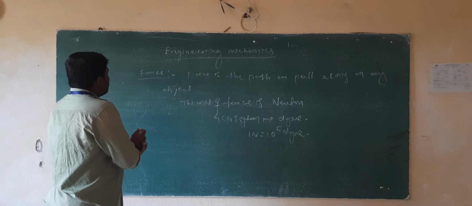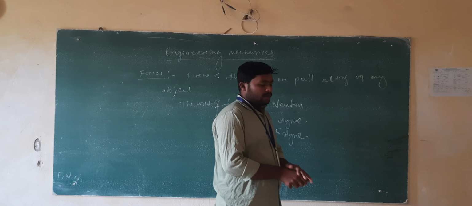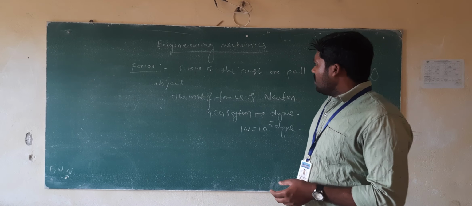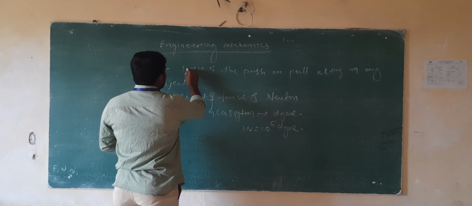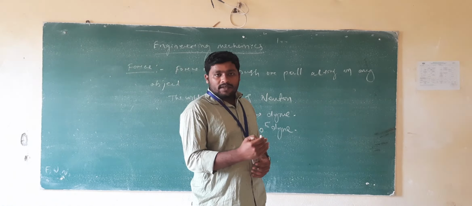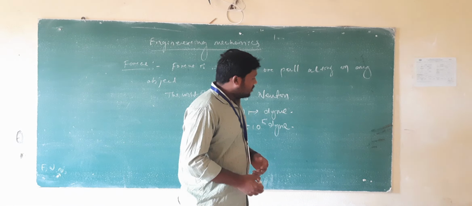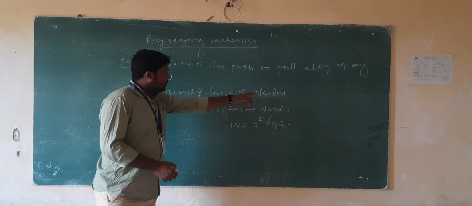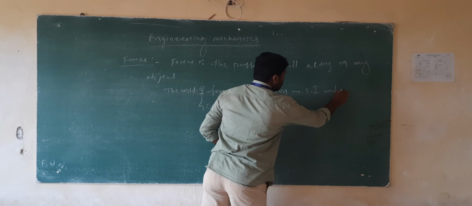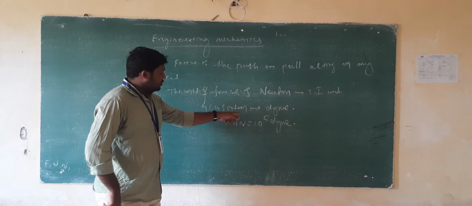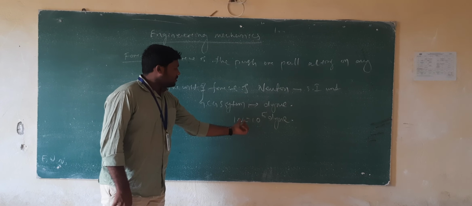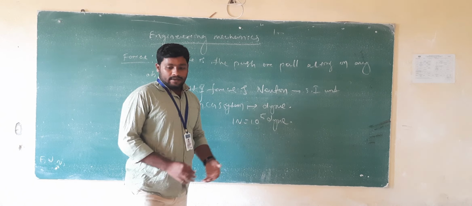Thank you. We will study engineering mechanics. The topic is force in engineering mechanics. What is force actually? Force is, in general, a push or pull acting on an object that may be internal or external. The unit of force is Newton. It is the SI unit. And in the CGS system, the unit of force is dyne. The relation between Newton and dyne: 1 Newton equals 10 to the power 5 dyne.